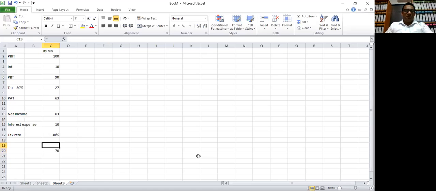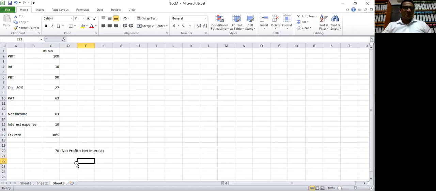Now my question is, what is the name we can give for this value? Basically, this is net profit plus net interest, that is after the tax benefit. So what is the definition we can give for this 70?